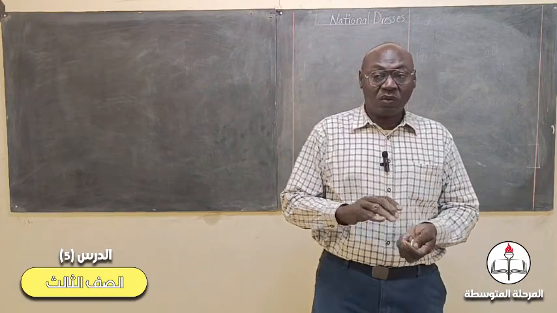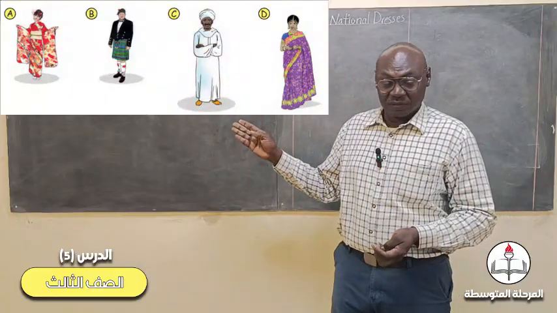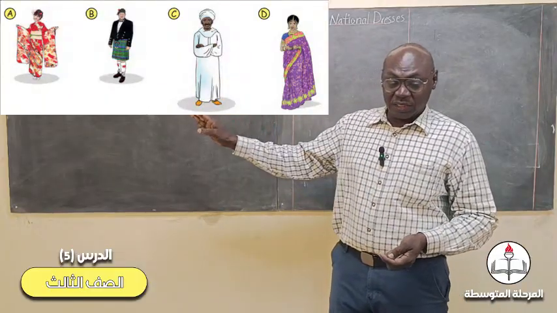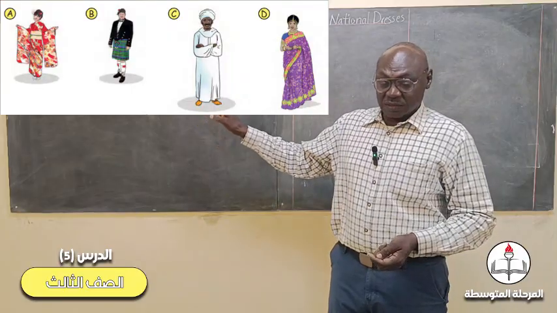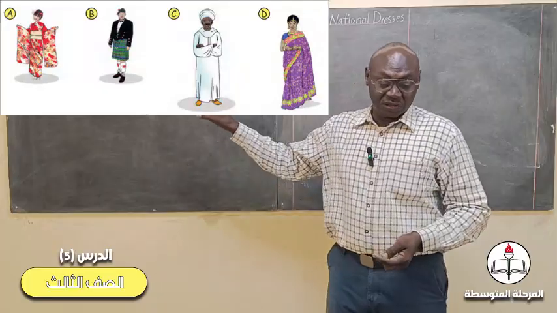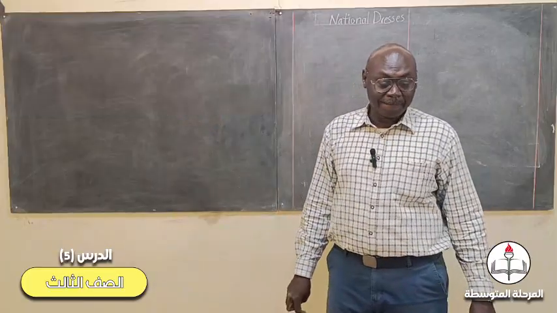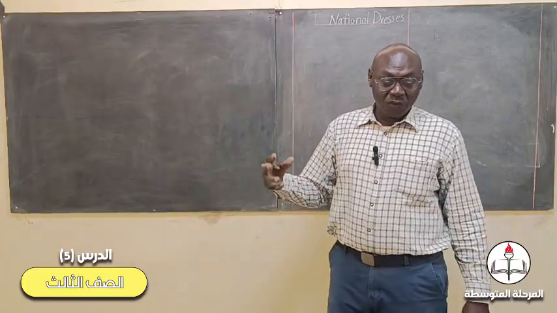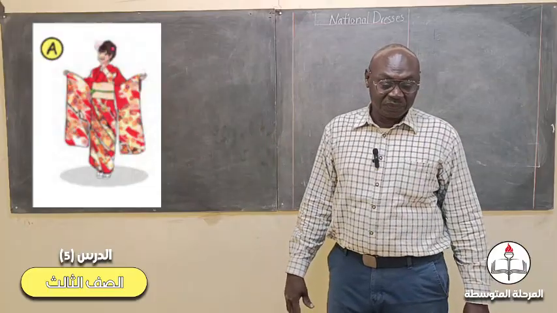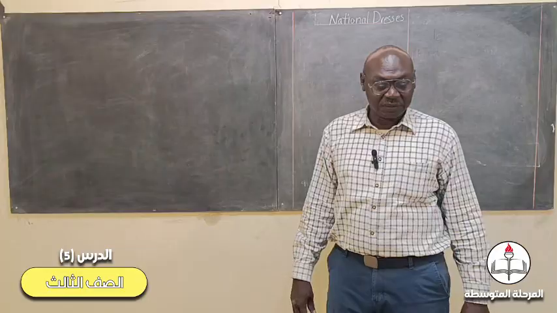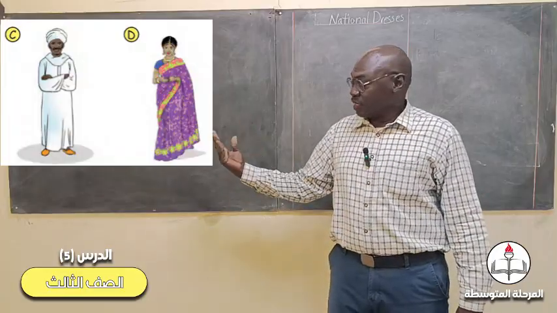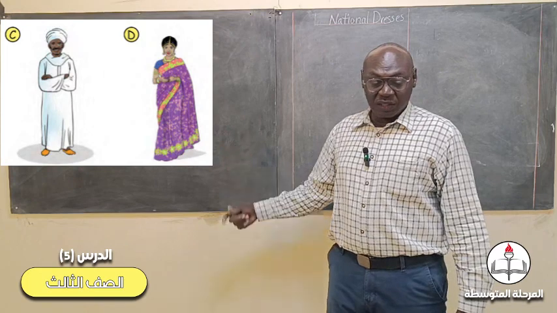Now look at the pictures. We have 4 pictures: A, B, C, and D. What can you see in picture A? Yes, a woman. Picture B, a man. C, a man. And D, a woman.